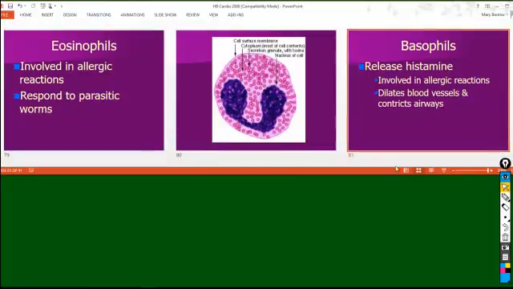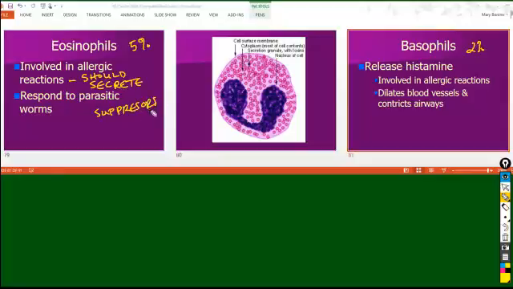Then we have eosinophils and basophils. These are both present in much smaller numbers in the bloodstream. I believe it's the eosinophils are about 5% and basophils are about 2%, so very small quantities. Eosinophils tend to be involved in allergic reaction because they're supposed to be secreting suppressor molecules. They're supposed to tell the body when enough is enough and that we are done responding to whatever foreign matter has entered our system.